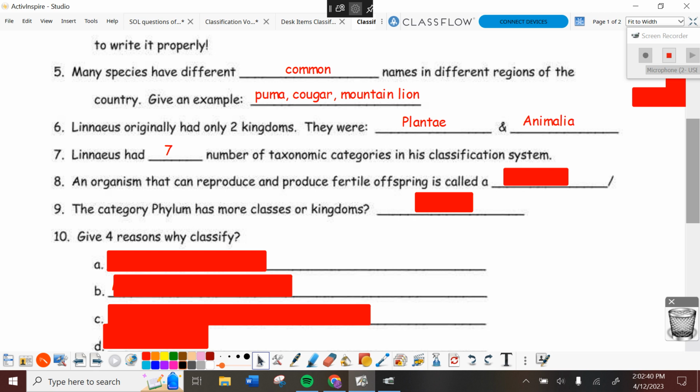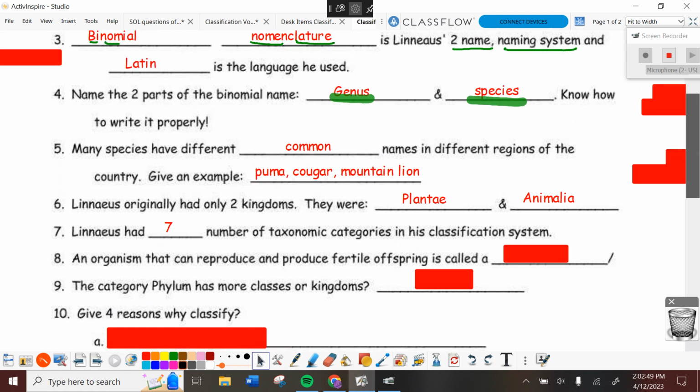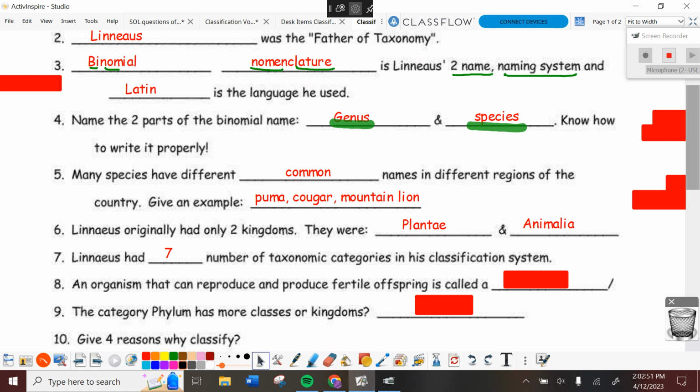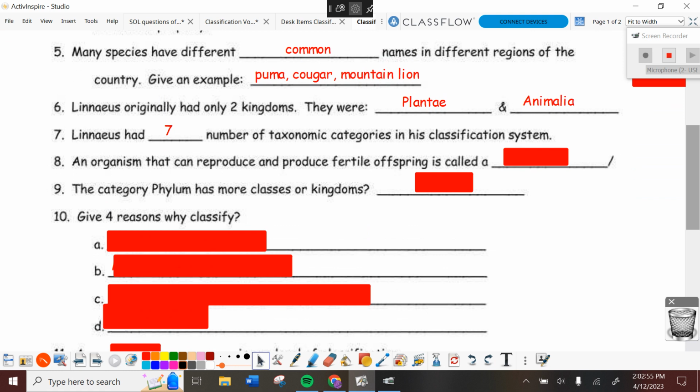If 2 organisms are close enough that they can reproduce and make fertile offspring, they are members of the same what? Organization? No. They're members of the same what? Species. Got it. Otherwise, they can't reproduce, or what they produce is not fertile. So members of the same species can reproduce and make offspring that can do the same. We're going to see that word many, many more times.